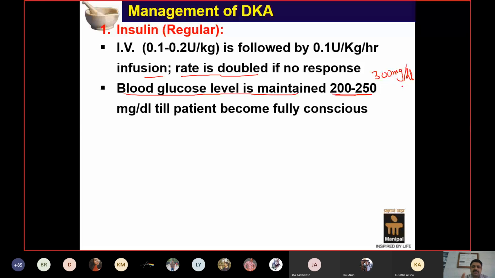Okay, so I have already said that you have to think of three things, isn't it? At least one is hyperglycemia. So for hyperglycemia, you are giving regular insulin, isn't it? But the blood glucose levels will be maintained at around 300 mg per dl. Why? If you maintain this, then slowly the ketone will be eliminated. If you bring it back to normal, then elimination will be hampered. So that is why it has to be maintained at this level. Okay, got it?